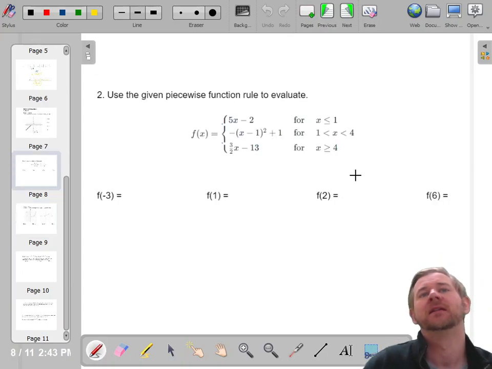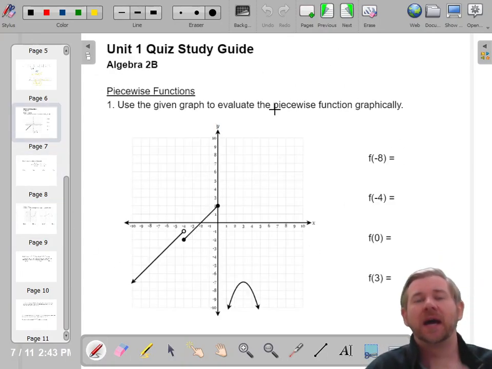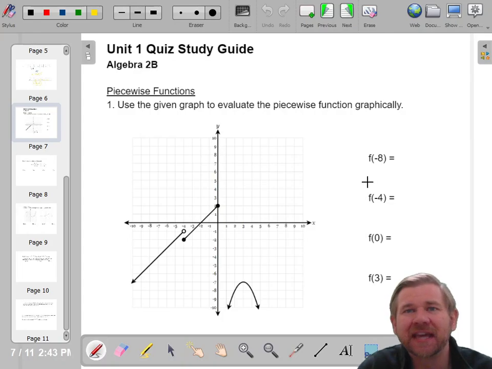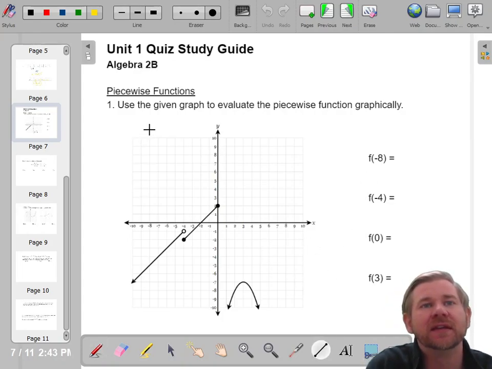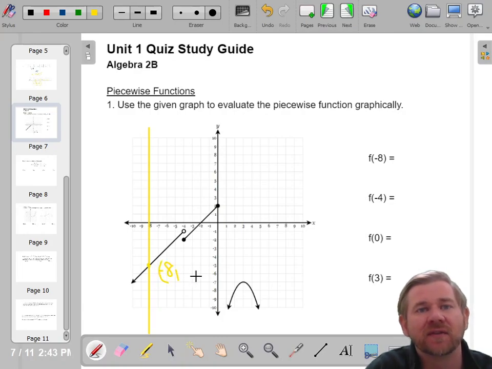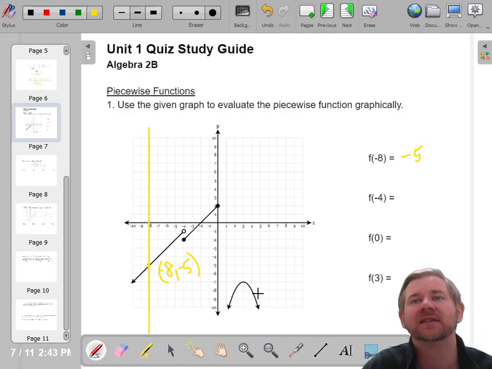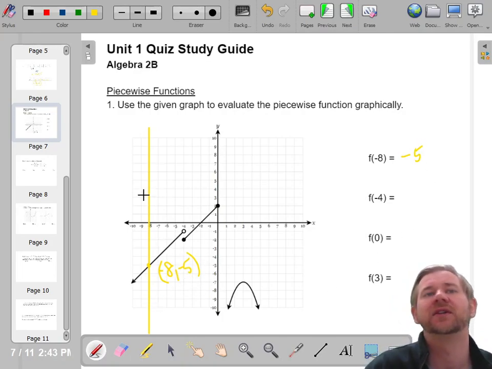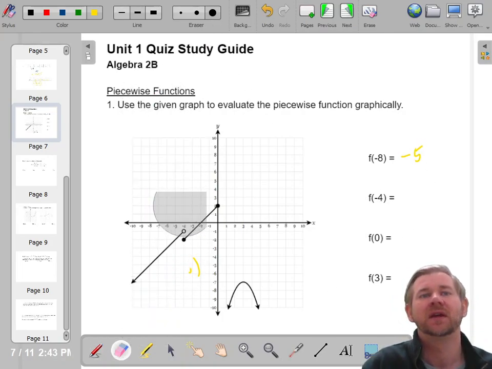So first thing, let's do some piecewise functions. First, it says f of -8. So what you do is you look where the x value is -8, and what I want to know is what's the y value. So -8, it looks like the y value is -5, so that means this is -5. You're looking for the y value when the x is given to you.